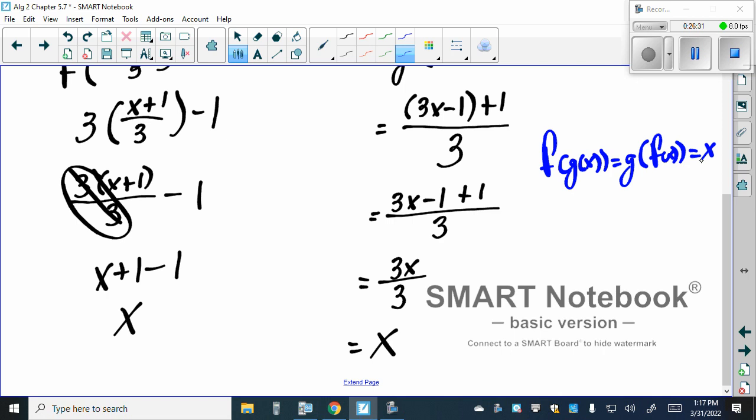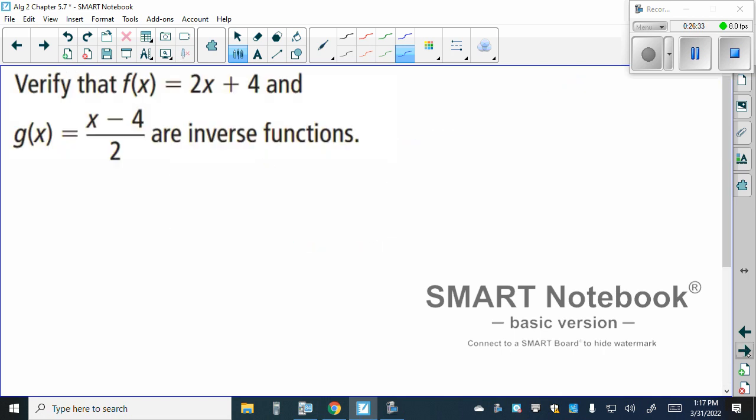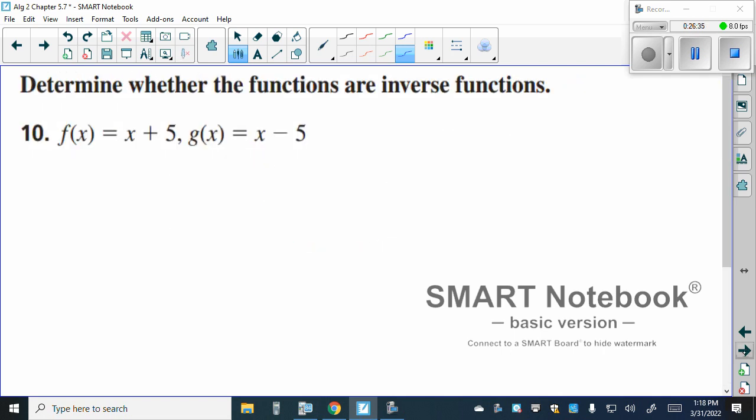We're going to look at 2 more. Not that one. We're going to look at this one here. This one here is actually not that bad.